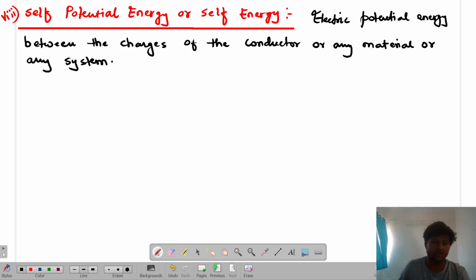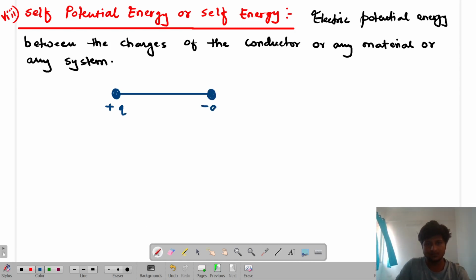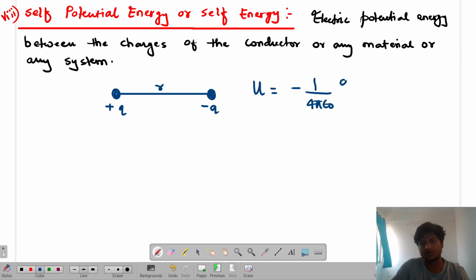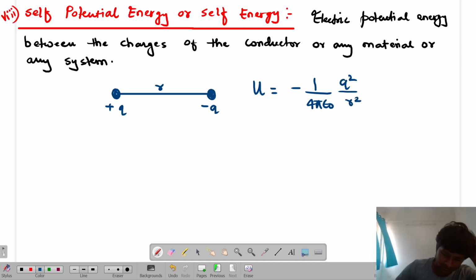जैसे मान लो अगर मैं एक एग्जांपल लेता हूँ, जैसे तुम कुछ सोचो कि अगर मान लो एक डाइपोल है ना, ये हो गया प्लस क्यू, ये हो गया माइनस क्यू, जिसके बीच की डिस्टेंस है मान लो आर। तो इसके बीच की जो एनर्जी, पोटेंशियल एनर्जी होगी, क्या लिखेंगे? माइनस 1/4 पाई एप्सिलॉन नॉट क्यू स्क्वायर बाई आर स्क्वायर. So this whole thing is going to be called self energy or self potential energy of the system. Are you able to get me?